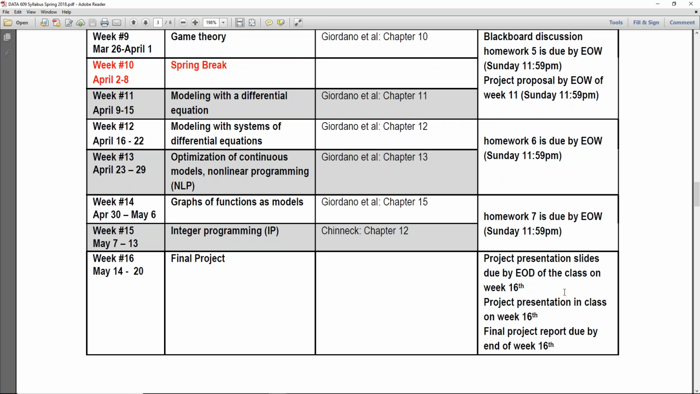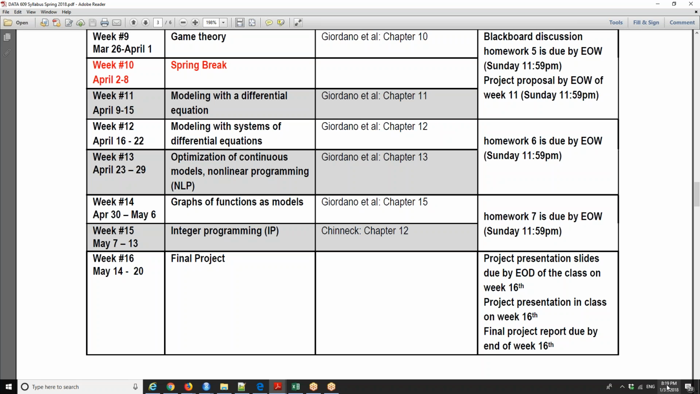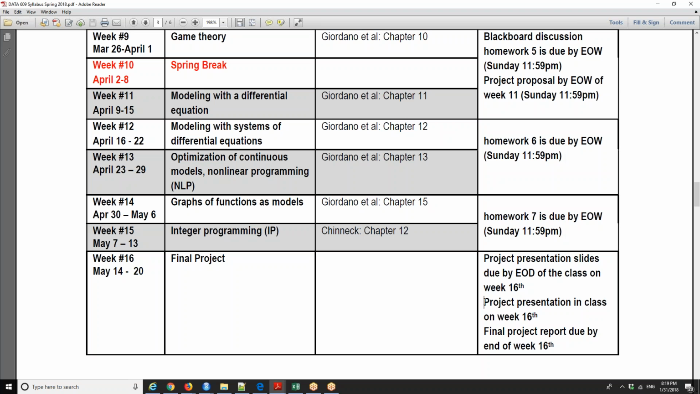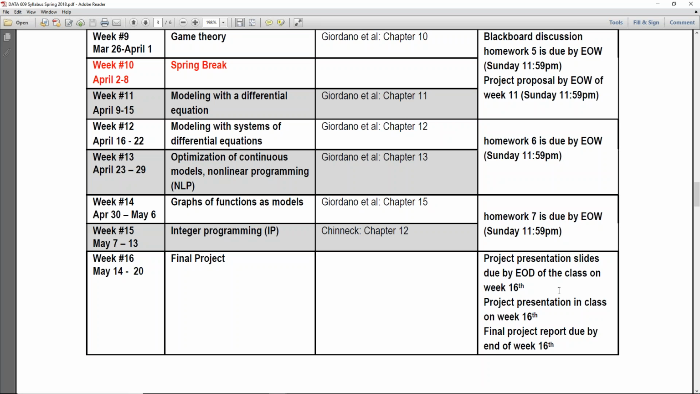The project presentation slides are due by the end of the day in class week 16, which would be May 14, 15, 16, I think. Yes, May 16, you should have your presentation slides due, and also you present your project on that day, but you could submit your report by the end of the week, which would be the 20th. That's really the outline of the semester.